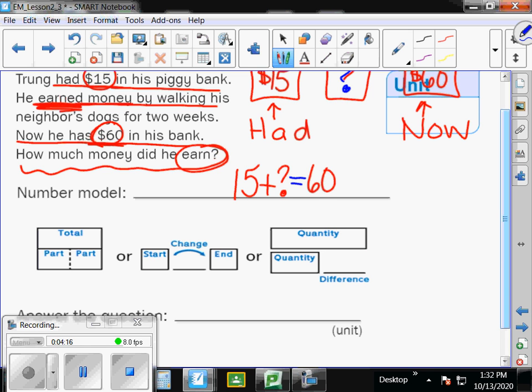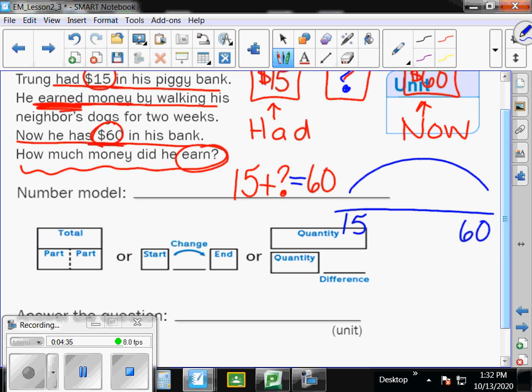Okay, so here's what I would do to figure it out. To me, this problem is perfect for an open number line. I'm starting with $15, and then I'm ending with $60. I'm going to jump the amount of money it takes to get there. That's going to tell me how much I earned.